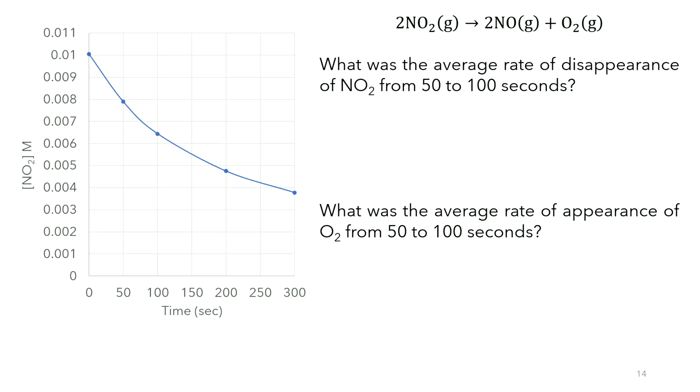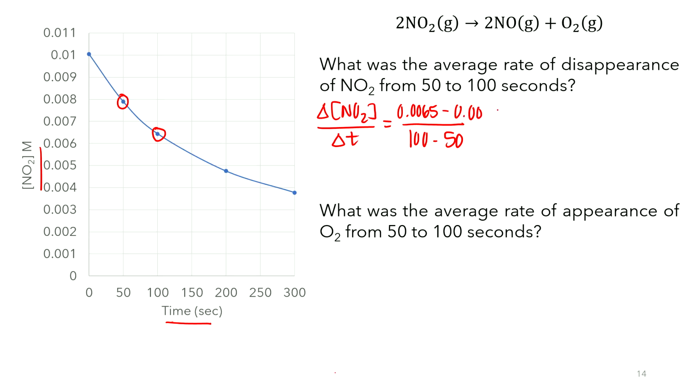Okay, so you're going to start again. I always recommend look at your axes. I'm tracking NO2 as a function of time. So I want to know these two data points, okay? Delta NO2 over delta T, okay? So I'm going to grab 100 minus 50, because we go final minus initial. I called this 0.0065 minus 0.0079.